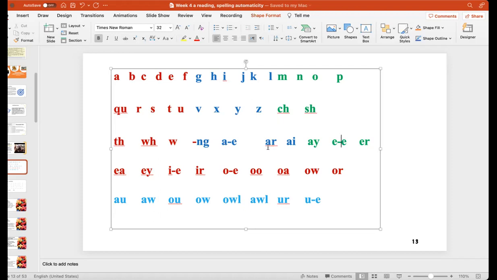When you have a single vowel and an R right after it, that R changes the single vowel sound. So AR says R, OR says or, IR, UR, and ER all say the same sound. When you have AI, AY, they both say A. When you have EA, EY, they both say E. When you have OA, OW, it says O.